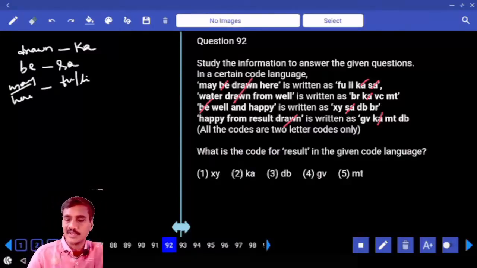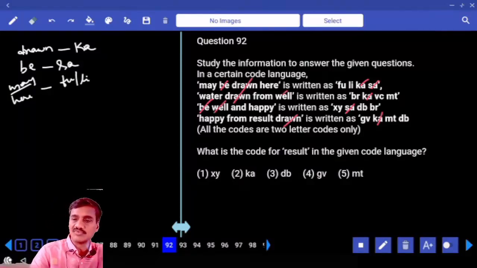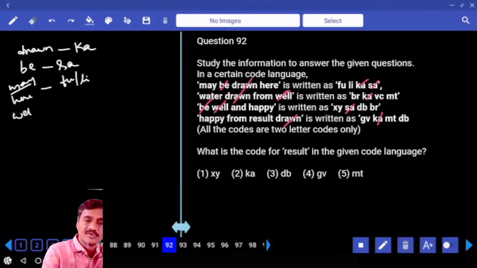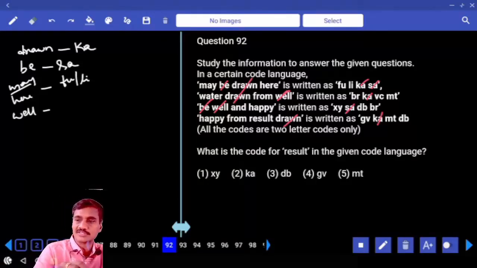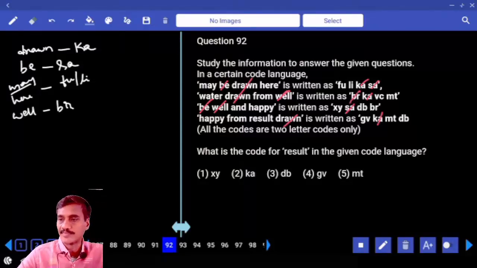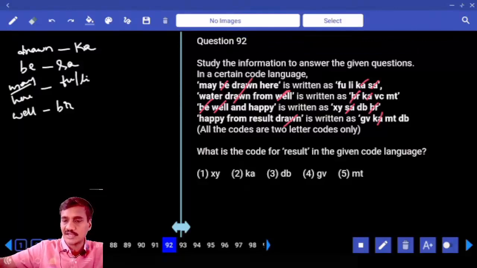So, then coming to 2 and 3. Water from well. Water from well, what is the word that is common here? Well. As well is the word that is common between second and third. Well is the word that is common between second and third. And the code that is common is BR. The code for well is what? Well is BR. And at the same time, second and four, water and from.